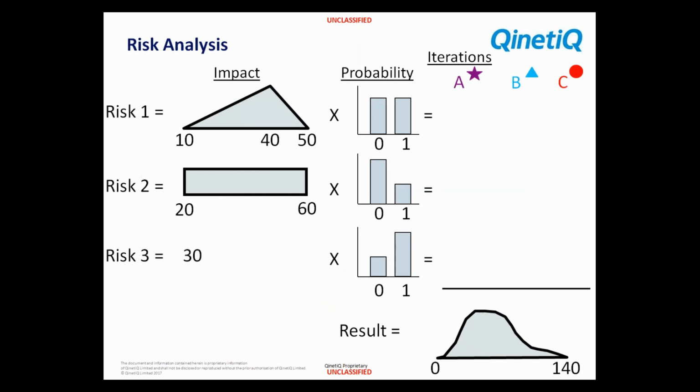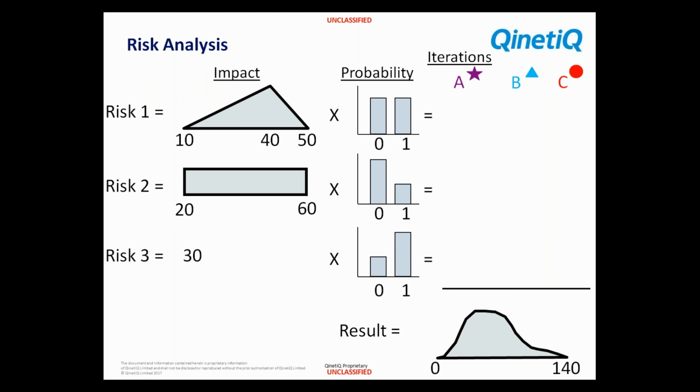So how do we model this? This is where we use the discrete function. So for risks, I've just taken 3 risks. Risk 1 has an impact as a triangular distribution between 10 and 50, with the most likely being 40, but it's multiplied by the probability. And in this case, the probability is either a 0 or a 1 when it's simulating.